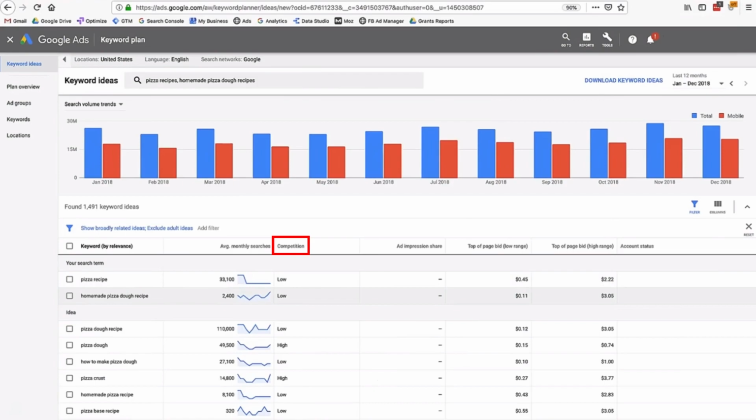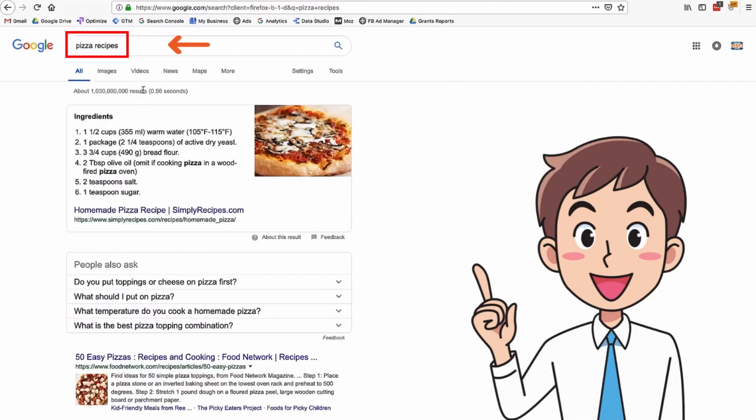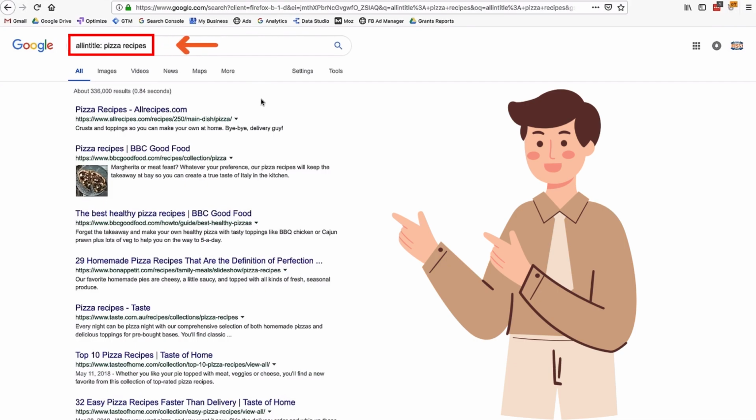To accomplish this, I can perform a search on Google itself. For example, if I search for pizza recipes, I can observe that there are approximately 1 billion results. However, it is important to note that this includes all web pages mentioning pizza recipes, not just those specifically optimized for the keyword. To gain a better understanding of who is actively optimizing for the keyword pizza recipes, I can utilize the allintitle syntax. By searching allintitle pizza recipes, I can narrow down the results to only display web pages with pizza recipes in the title tag.